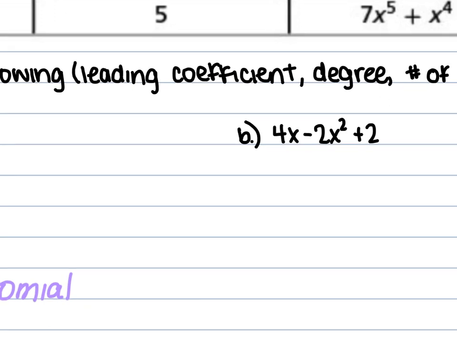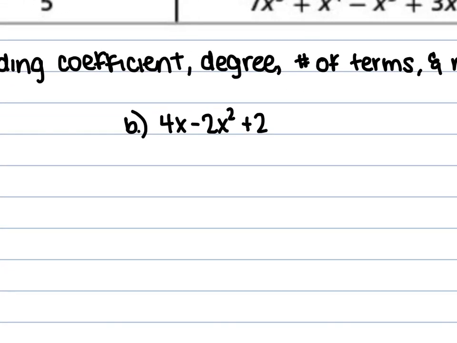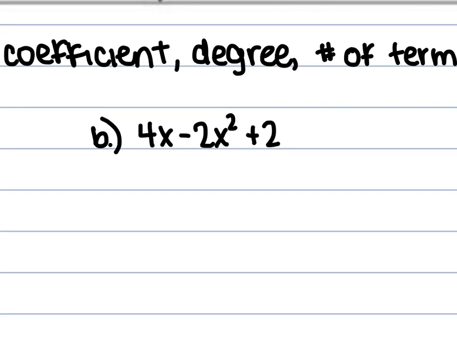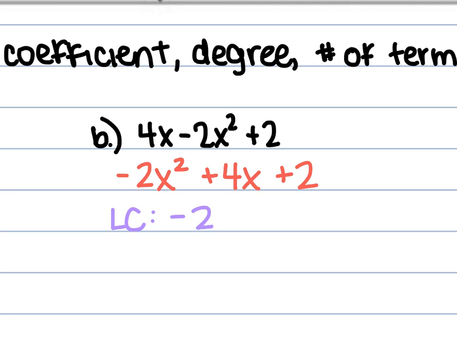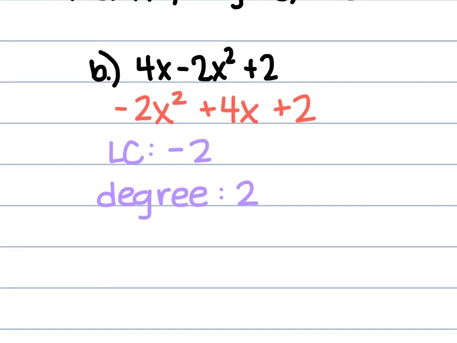For B, they give us 4x minus 2x squared plus 2. Again, put this into standard form so that negative 2x squared is going to go first, then the positive 4x, then the 2. So our leading coefficient here is the negative 2. Our degree is a 2. The number of terms is 3.